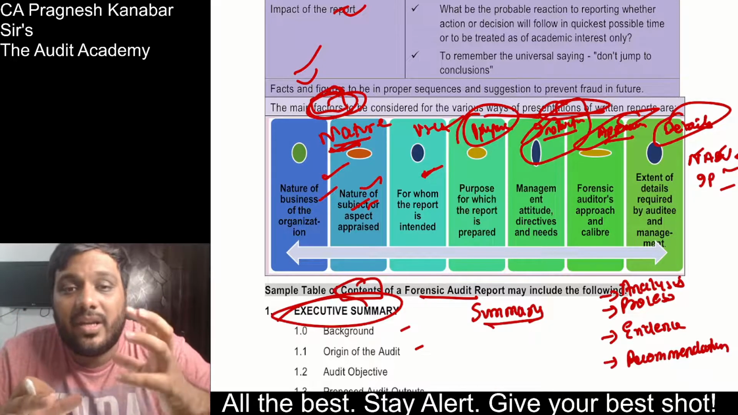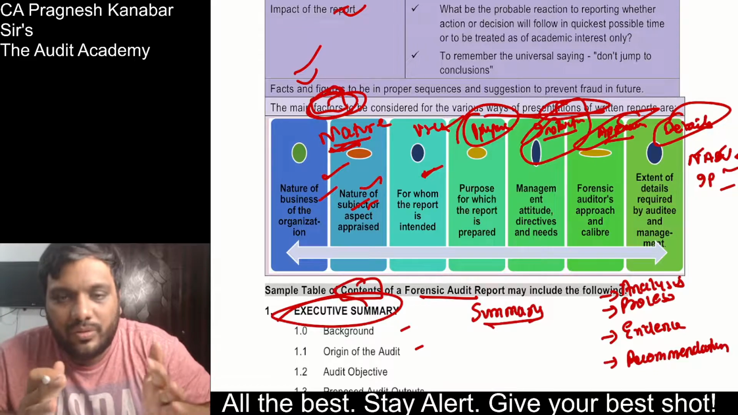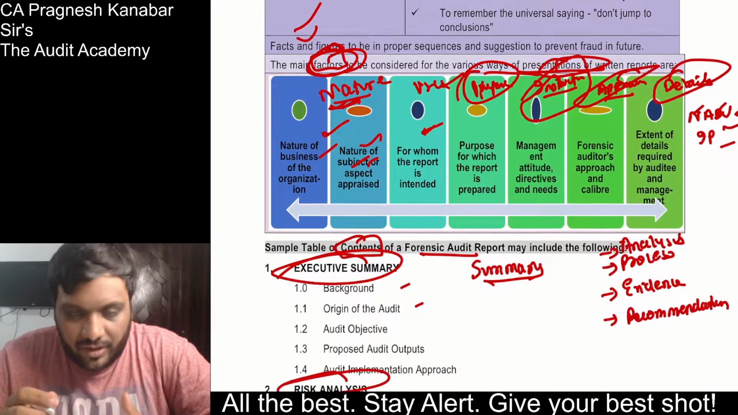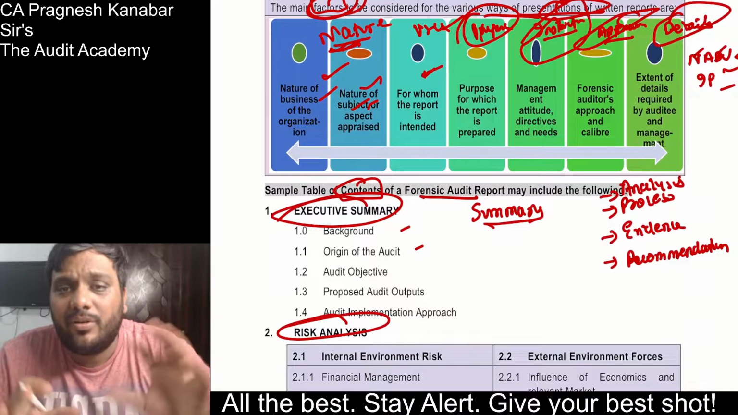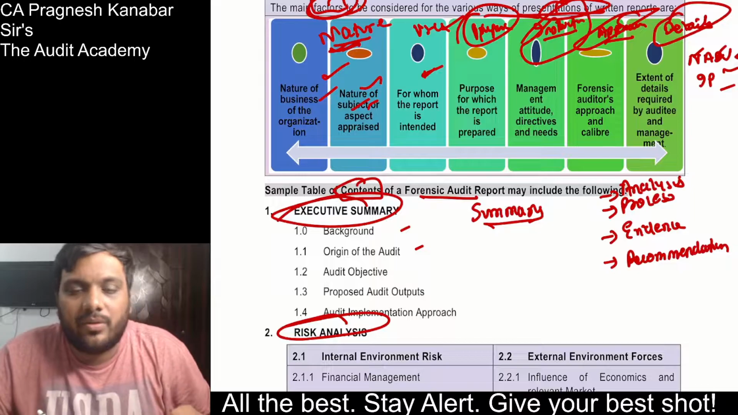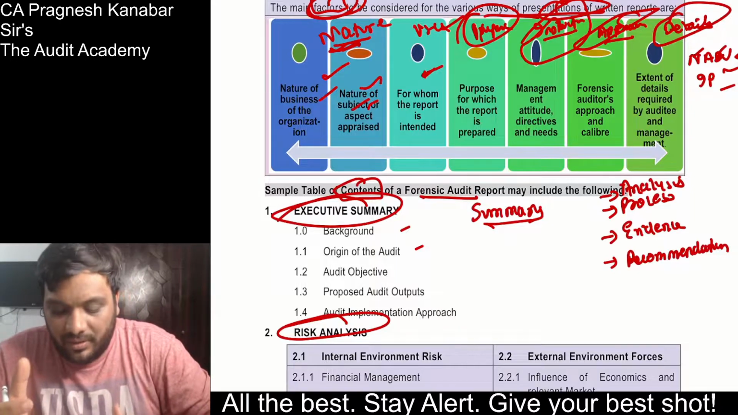I'm not asking you to learn this by heart, but if you go through this, you realize these things help you decide the presentation of the forensic audit report, because there is no standard or document that says a forensic audit report should look in this manner only. It will be flexible depending upon the need of the client.